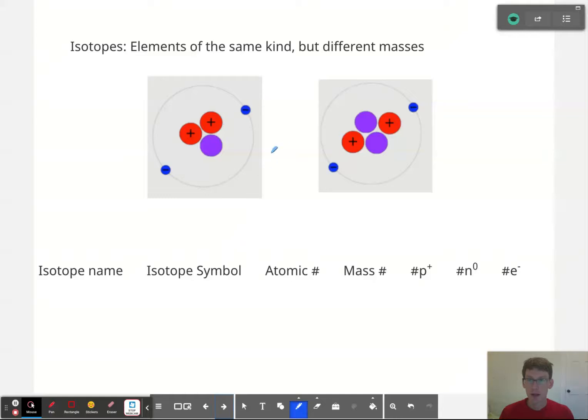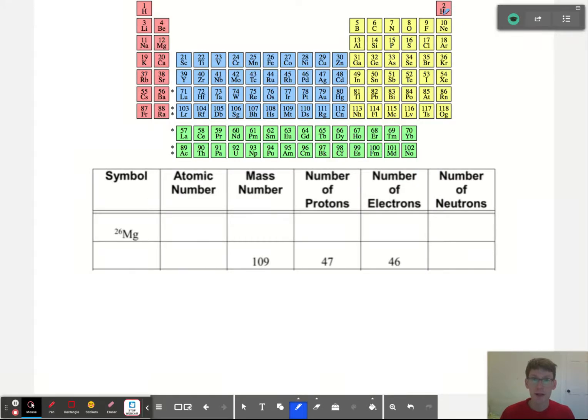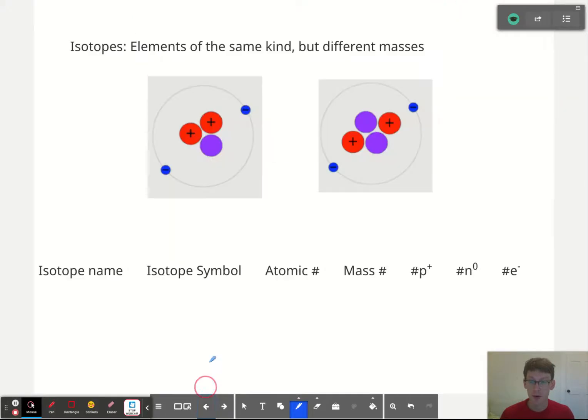So if we look at these two figures, we have an example of an atom on the left that has 2 protons, and the element on the right also has 2 protons. Because they both have 2 protons, they both are the same element. And if we look in the periodic table, just to be sure, they're both helium, since helium has an atomic number of 2. So these are both helium.